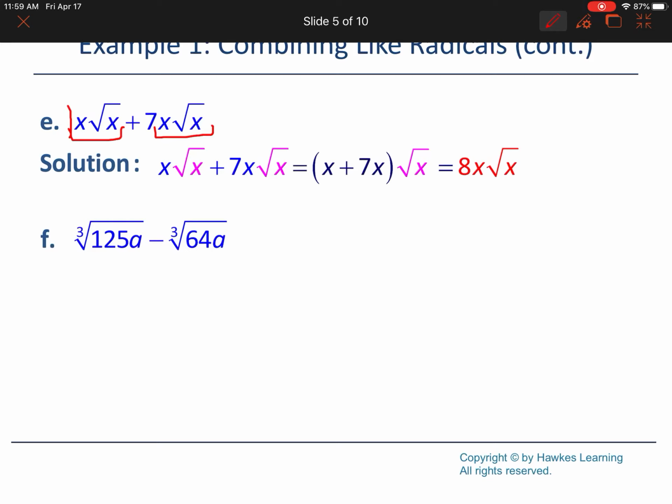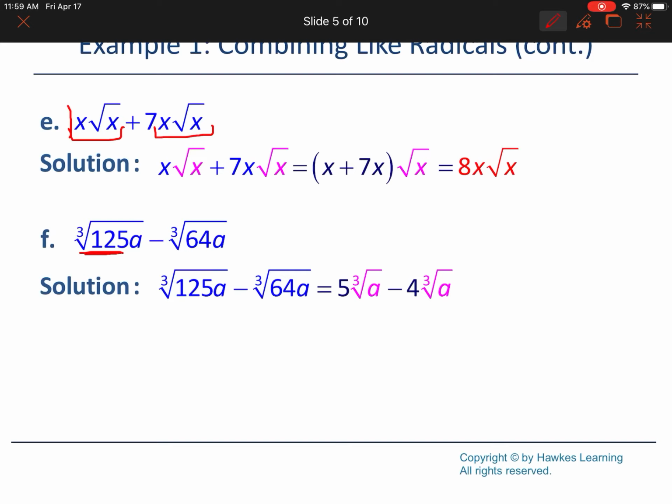So the same thing goes for cubes. We have to get them to match, right? So these have to be simplified. So hopefully you remember that 125 is a perfect cube and 64 is a perfect cube, right? So the cubed root of 125 is 5. There's the 5. And the cubed root of 64 is 4. So that a stays under the cubed root, right? So the cubed root of a is our symbol that's in common here. So we have 5 of them minus 4 of them, so that equals 1 of them.